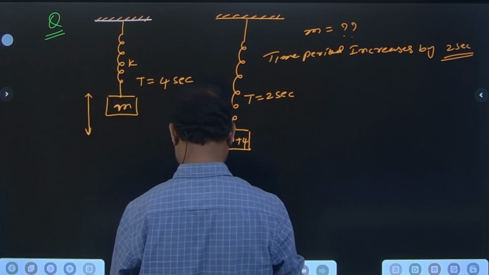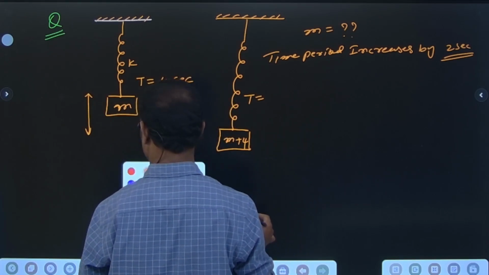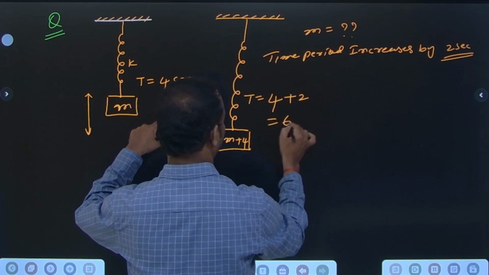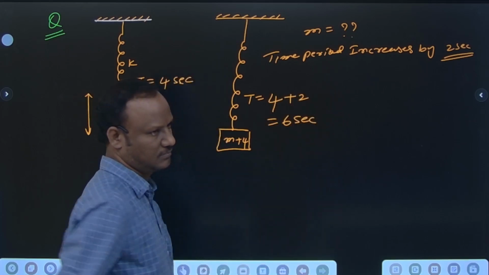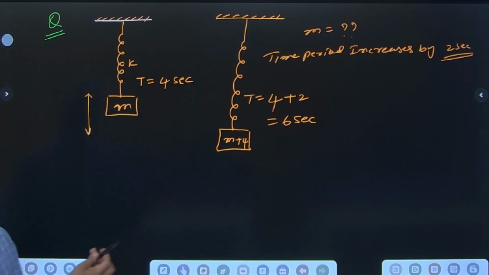What is the initial one? 4 plus 2. What is the answer? 6 seconds. What is the mass? This is the situation. Now let us see how to solve this question.